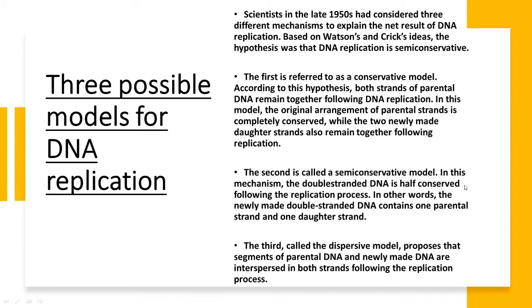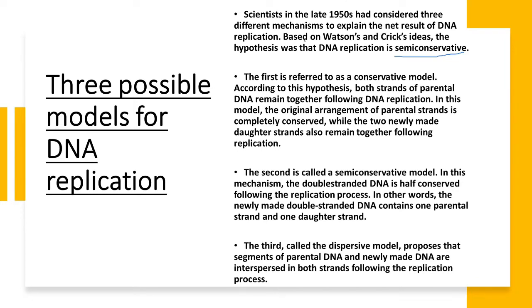Next one is three possible models of DNA replication. We are going to study replication, so we have to know how replication occurs. Scientists in the late 1950s had considered three different mechanisms to explain the net result of DNA replication, based on Watson and Crick's idea. The hypothesis was that DNA replication is semi-conservative. You can guess the meaning: not fully conserved. Some part of the parental strand is conserved and some new part is made in this process.